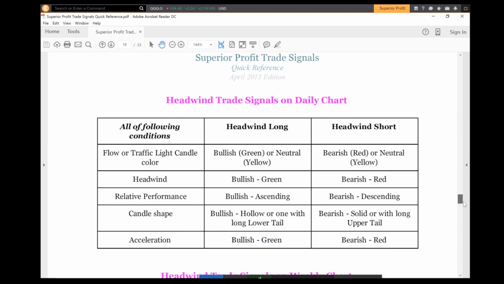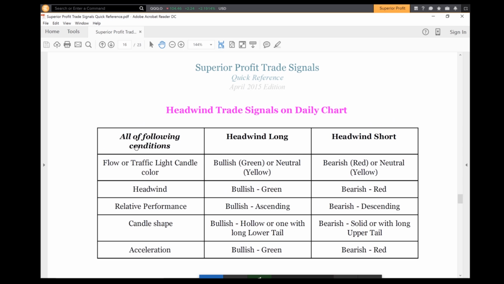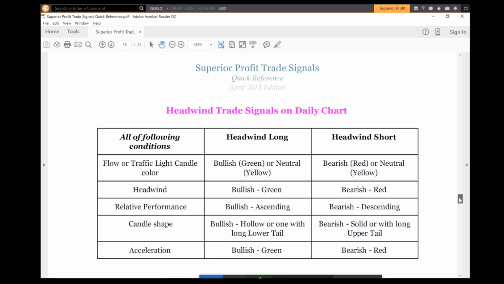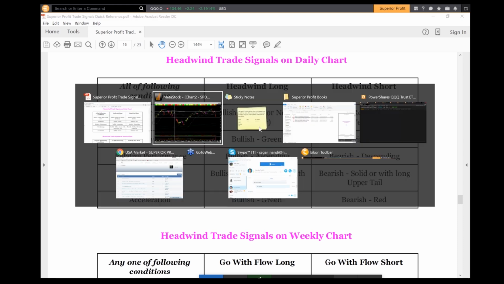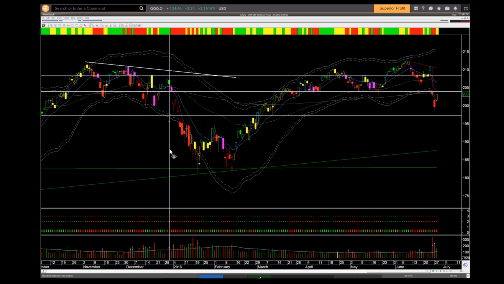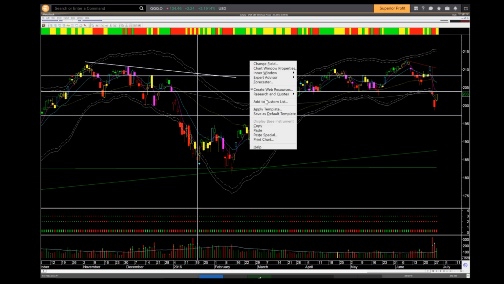This is the checklist requirement for the headwind trade signal on the daily chart. All of the following conditions. And now we are looking for a headwind long signal because our headwind signal was bullish. So we are looking at the headwind long signal. So let's look at each criteria. The first criteria is flow or traffic light candle color should be bullish, green, or yellow neutral. Now let me move the vertical line to the proper place. Now we are looking at this. Let me clear the chart.